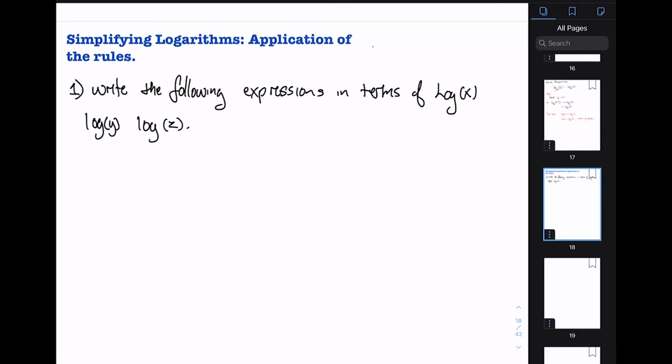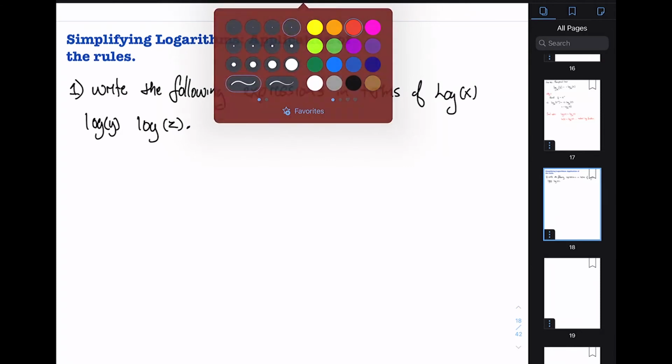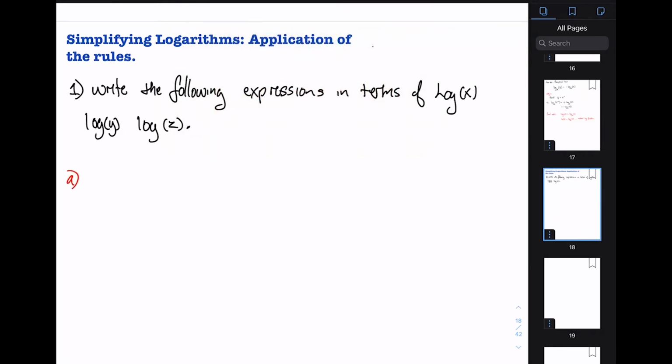And remember from our first video, whenever we see a log without a base, we can assume that it is base 10. All right, so let's look at the first one. Here I have a. We're given the expression log of xyz. Well, here we see that x is multiplying y, which is also multiplying z, so we have the log of a product. And if we apply the rules of logs, we should get the log of x plus the log of y plus the log of z.